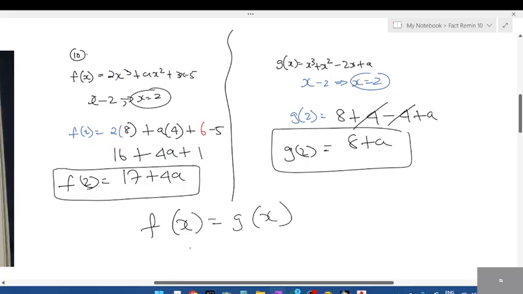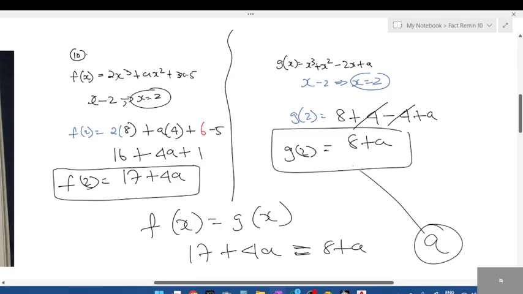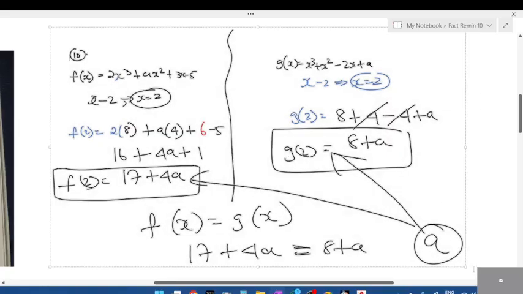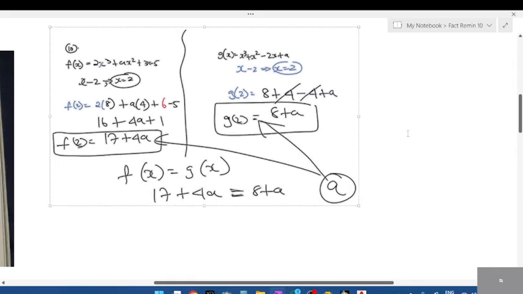Take both the equations. 17 plus 4a is equal to 8 plus a. Find the value of a, students. Complete it. Once you find the value of a, substitute in both, you will get the remainder value. Find the remainders for both the polynomials.